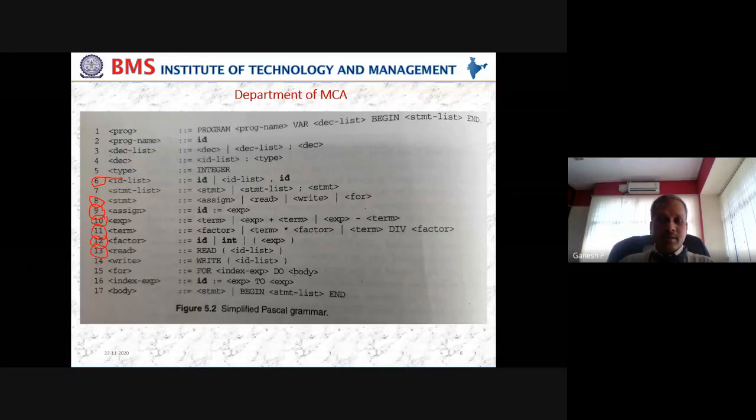Now we are talking about the read statement. In Pascal, read is written as capital READ within parenthesis ID list. Then what is ID list? Is it a terminal symbol or a non-terminal symbol? What is ID list? Is it terminal or non-terminal?